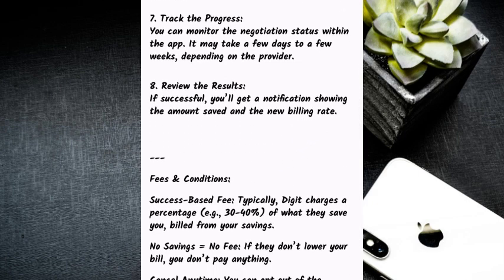Now, for fees and conditions, there are a couple of things to note. Success-based fees. Typically, Digit charges a percentage that could be 30 or 40% of what they have saved you. So that's billed from your savings. So if you saved $1,000, they may take away 300 to 400.